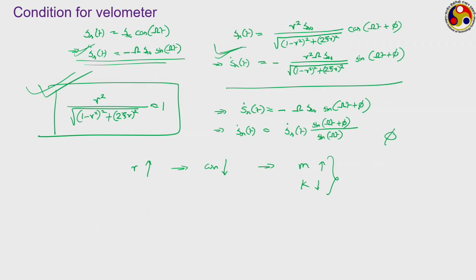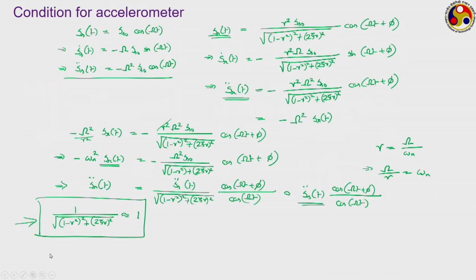Remember the form that we had in the previous slide. There we had an r square in the numerator for the vibrometer or velometer. Here the denominator is the same, but there is no r square in the numerator. So, this is the condition for an instrument, for that same spring mass damper assembly, to act as an accelerometer.